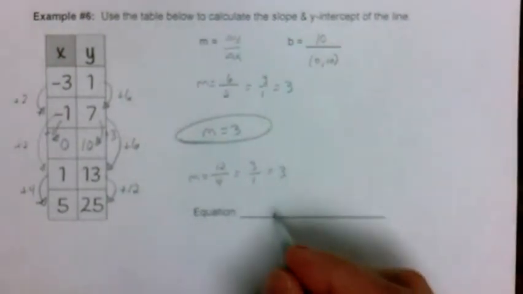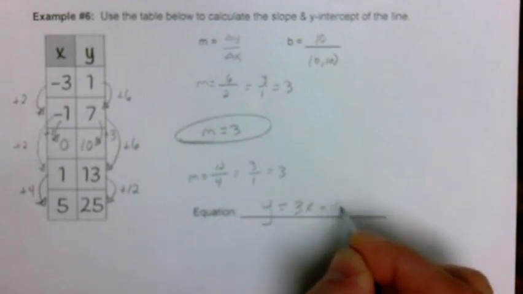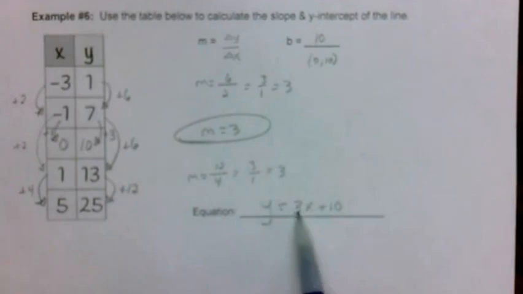And so for the equation of this line, y is going to equal 3x plus 10. The slope was 3. The y-intercept b value was 10. Y equals 3x plus 10.